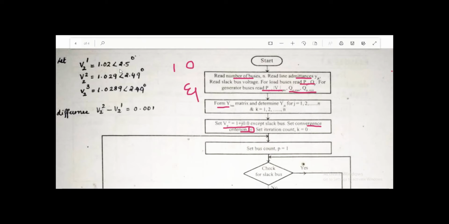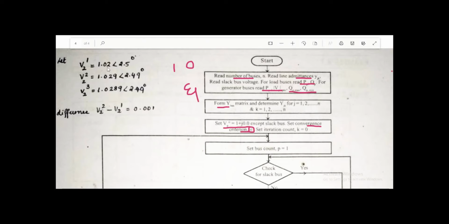Okay, now I'll make it much clearer. Consider what this notation indicates. This notation indicates the voltage of the second bus after the first iteration. This indicates the voltage of the second bus after the second iteration. This indicates the voltage of the second bus after the third iteration. So in all three cases we are calculating the voltage of the second bus itself. Okay, example. After the first iteration, assume that you got the voltage of the second bus as 1.02.